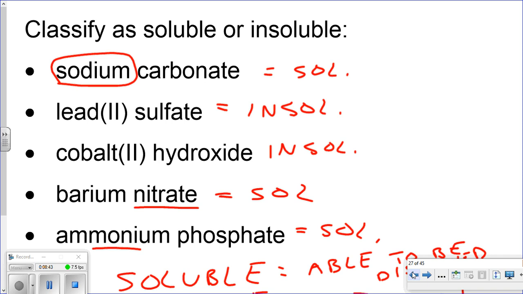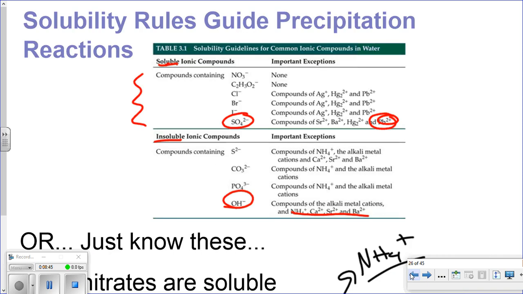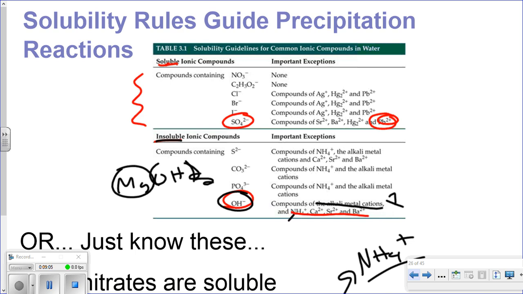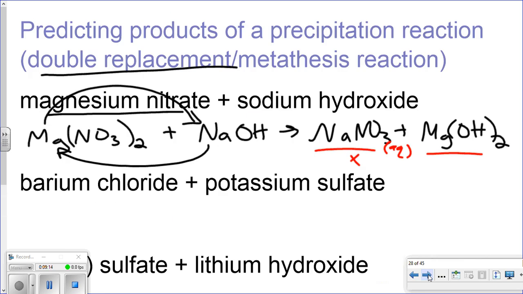So let's go back to our rules. Okay? So here's hydroxide down here. We know that most hydroxides are insoluble. Okay? So compounds of alkali metal cations, alkali, that's group 1. Well, this is group 2. Magnesium hydroxide is group 2. So far, it's still insoluble. This is an exception, this is an exception, this is an exception. So is that one. It's not magnesium. Magnesium hydroxide happens to be insoluble. Okay? So this one is our solid. This is a precipitation reaction. Okay? That's a precipitation reaction.